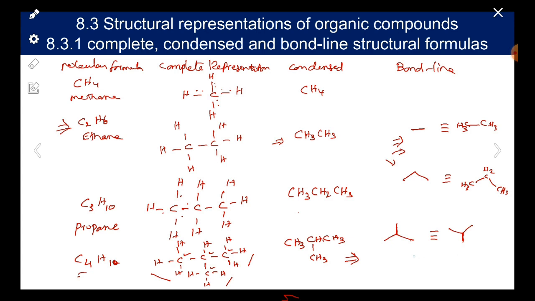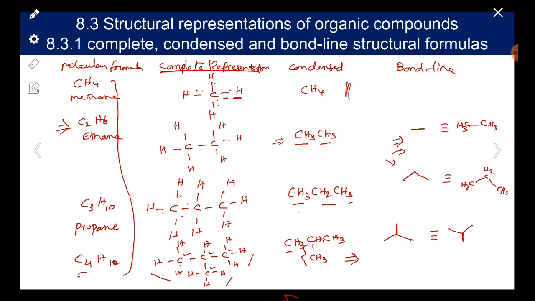Okay, so I believe this gives a fair idea of the different types of structural representations. These are all called molecular formulas. This is called complete representation, where you write the complete structure, each and every detail. There will be a single bond, there will be a hydrogen atom, like that. You have to write each and everything. In condensed form, you will write it as a molecule. This is a methyl group, this is a methyl group, and when you see a branch, you have to indicate it by a bond. You have to keep these rules in your mind.